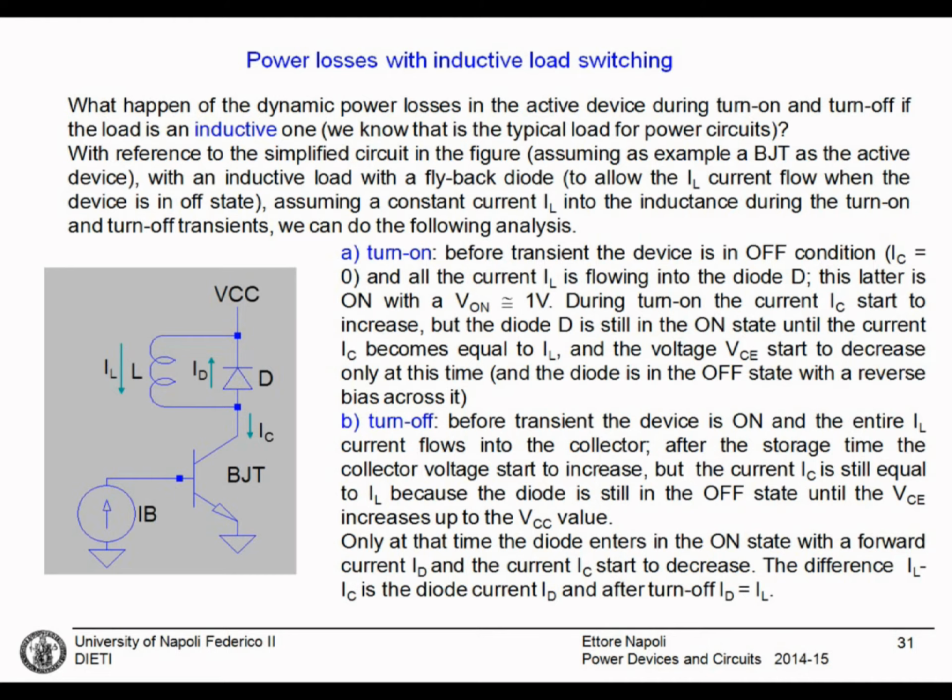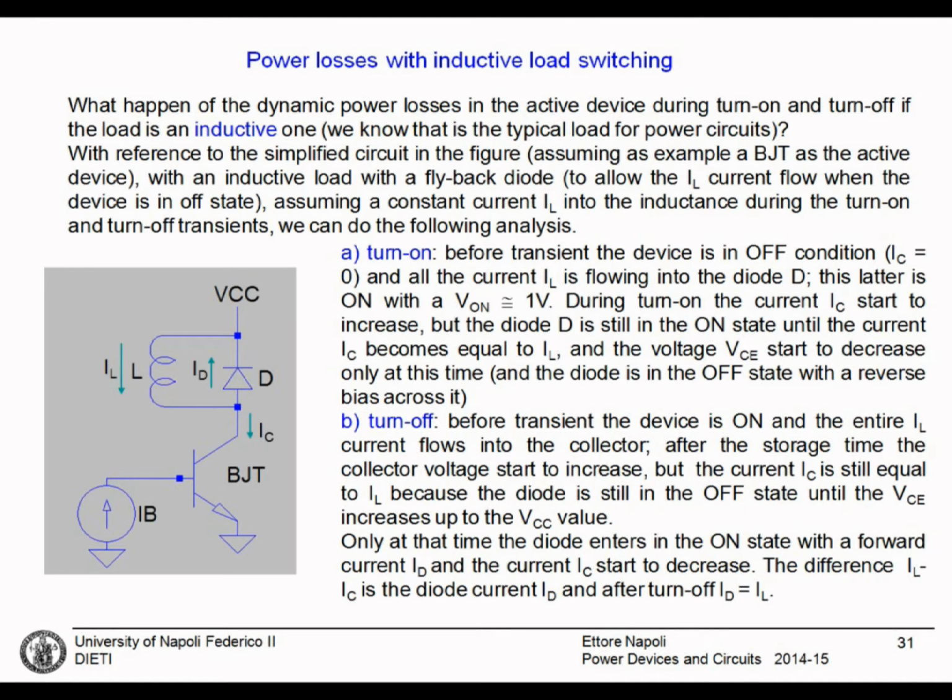The difference with the resistive load is quite big, because for the resistive load we would have had a current increasing while the voltage is decreasing. Here the current increases while the voltage is at its maximum, and only when the current is at its maximum, the voltage can decrease. This increases the power dissipation, because the product between voltage and current is large.